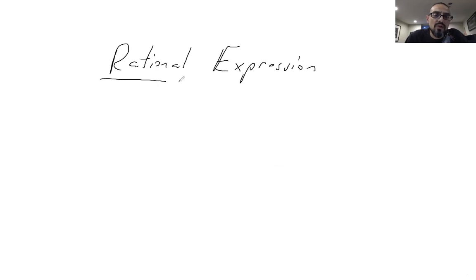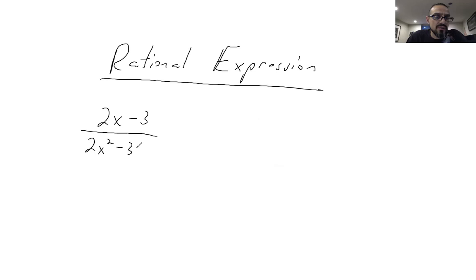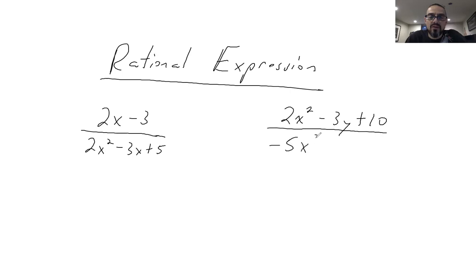A rational expression is a polynomial over a polynomial. So an example would be something like 2x minus 3 over 2x squared minus 3x plus 5. Another example would be 2x squared minus 3y plus 10 over, I'm not very creative with my numbers today, minus 5x cubed plus 2x.